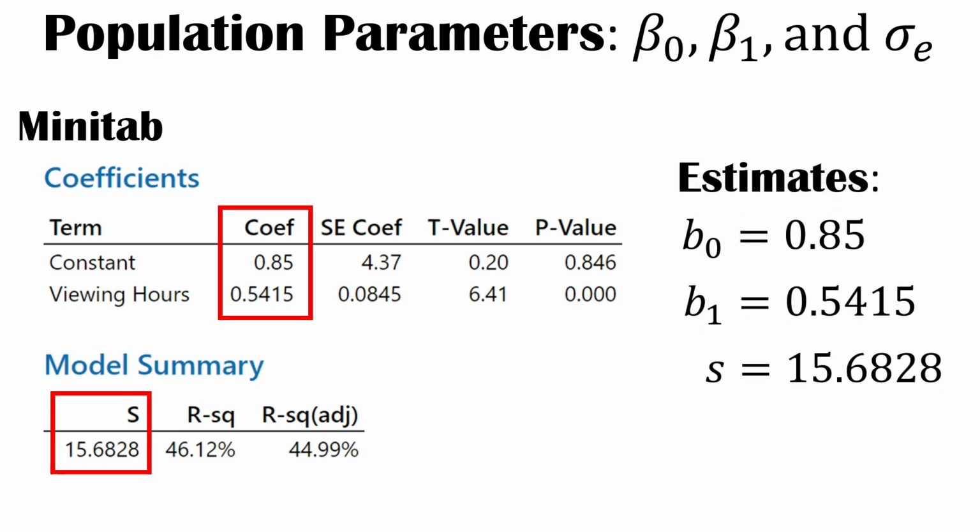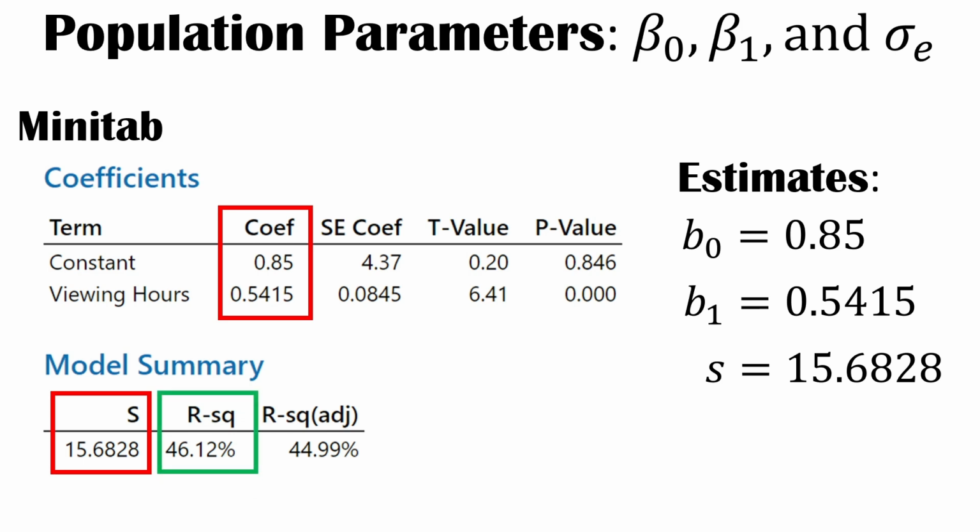Right, so here, the estimate for the intercept from the table is 0.85. B0 equals 0.85. The estimate for the slope, B1, is 0.5415, and the estimate for the standard deviation due to individual differences is given the symbol S, and that's 15.6825. So those can be found in the table.